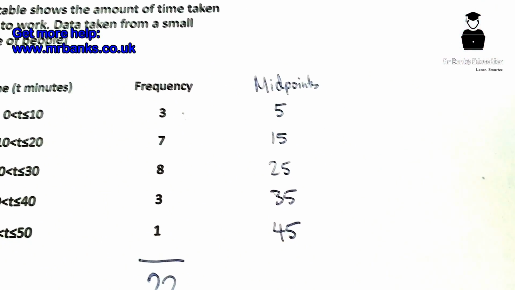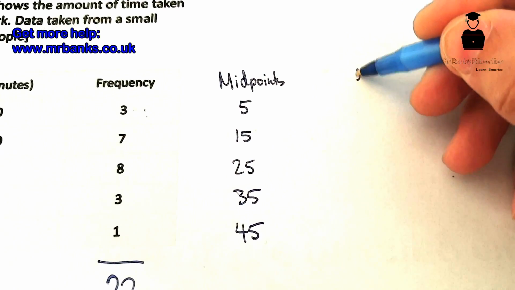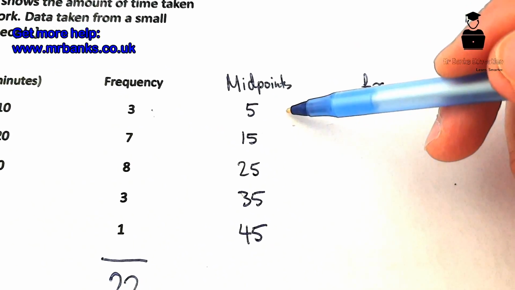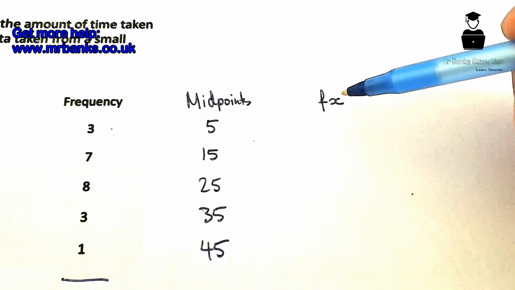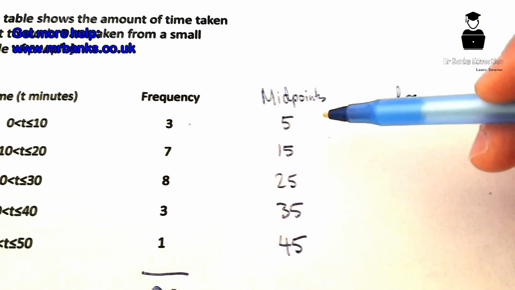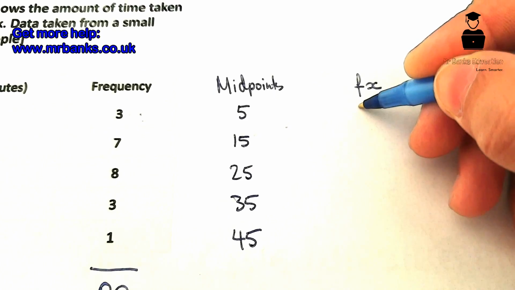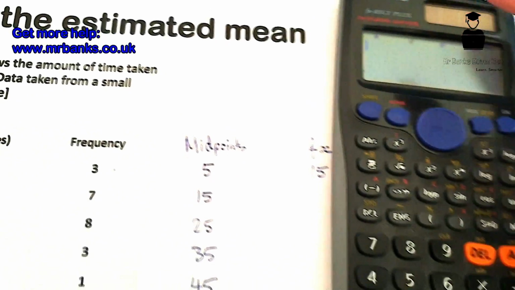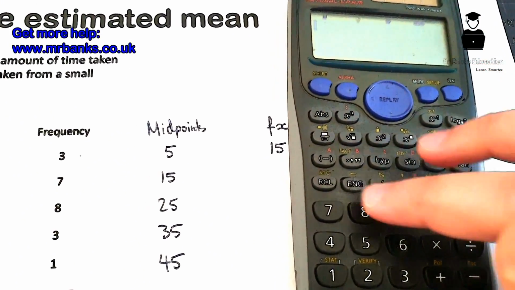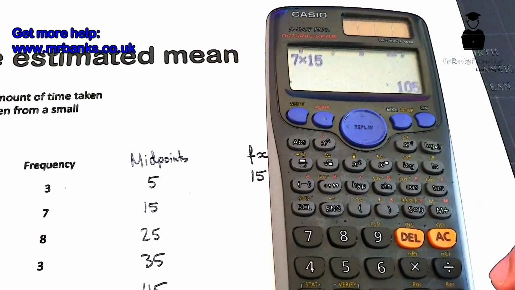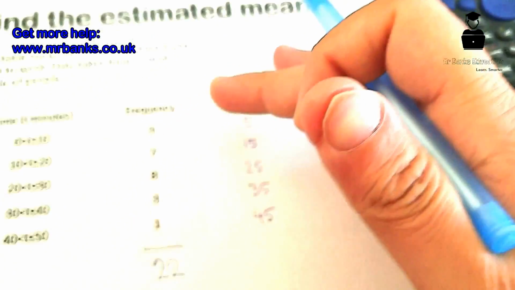So we've got our midpoints. What we do now is we make this thing called an FX column. That just means the frequency times the midpoints. You don't have to call that FX if you don't want to, but that's just what we call it today. 3 times 5, so you're going to make that 15. 7 times 15, time to get the calculator out. You're always going to get these sorts of questions on calculator papers, guys, so it's best for me to demonstrate to you on the calculator anyway. So 7 times 15, 105, so whack that in there.